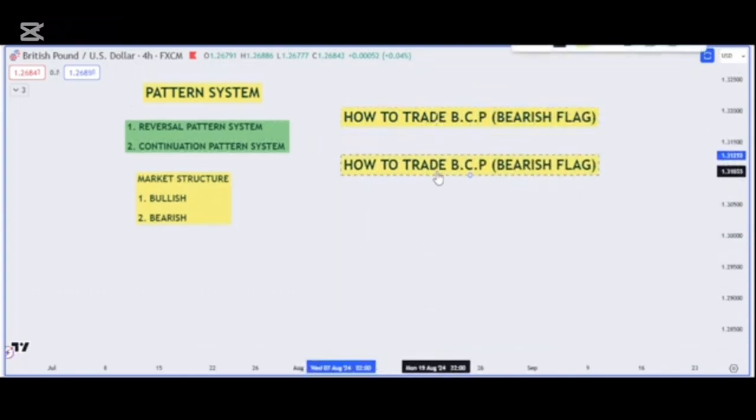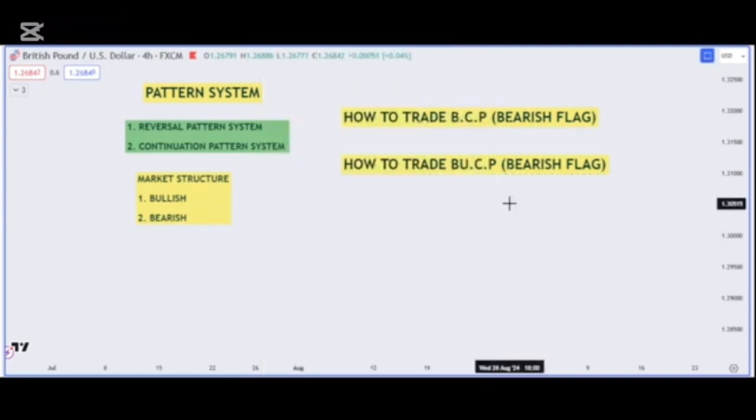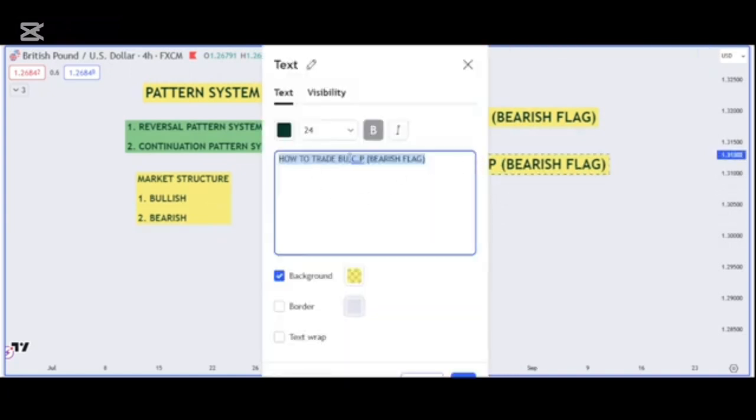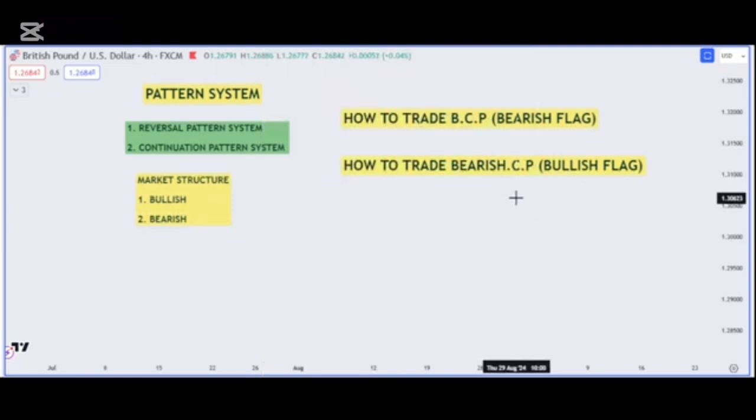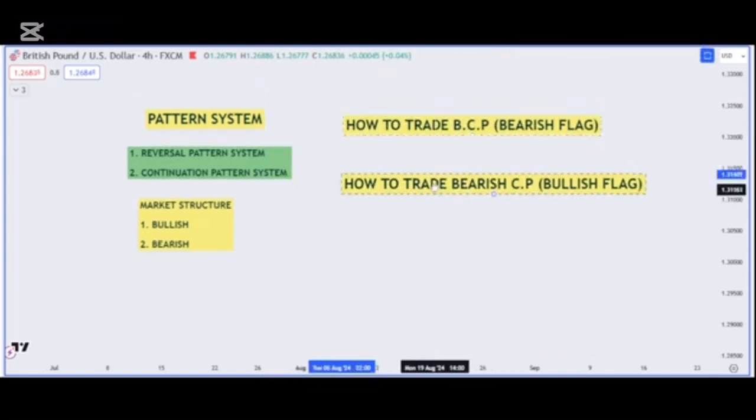So the next one is how to trade bearish continuation. The first one was bullish. So the second one is bearish. So for the bearish continuation pattern, it's going to be bullish flag. It's not going to be bearish flag. It's going to be bullish flag. You have to understand this thing very well.